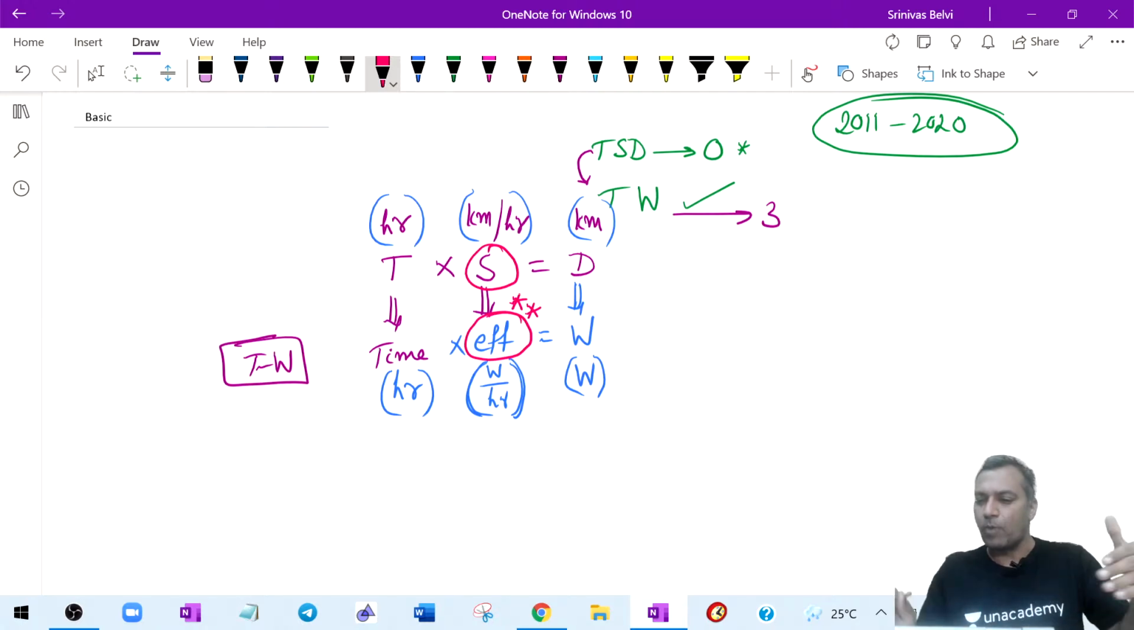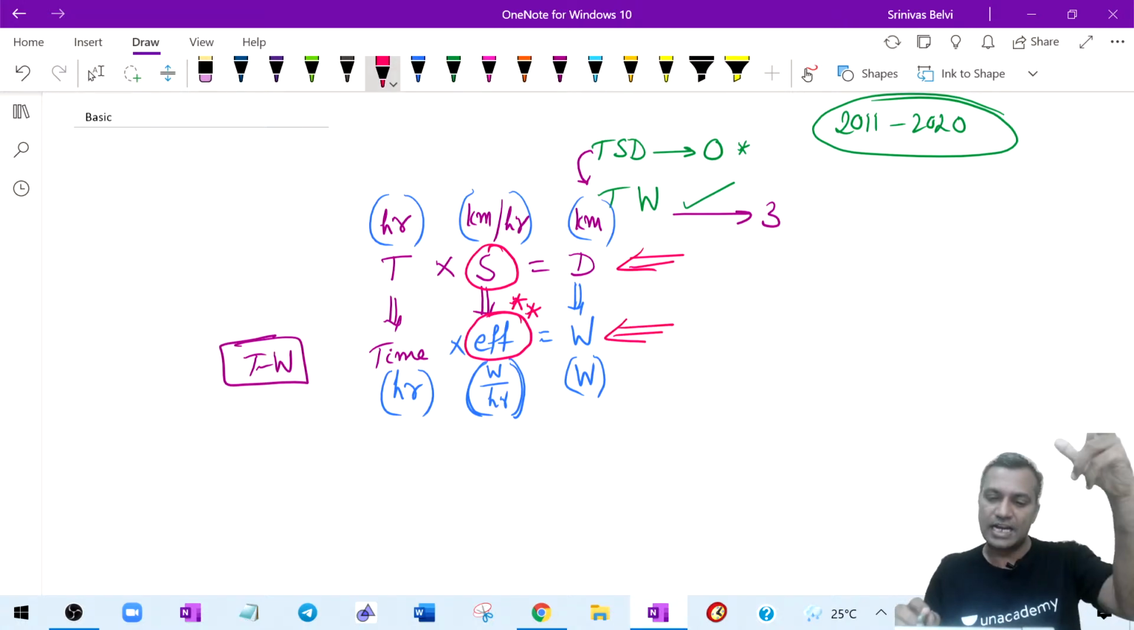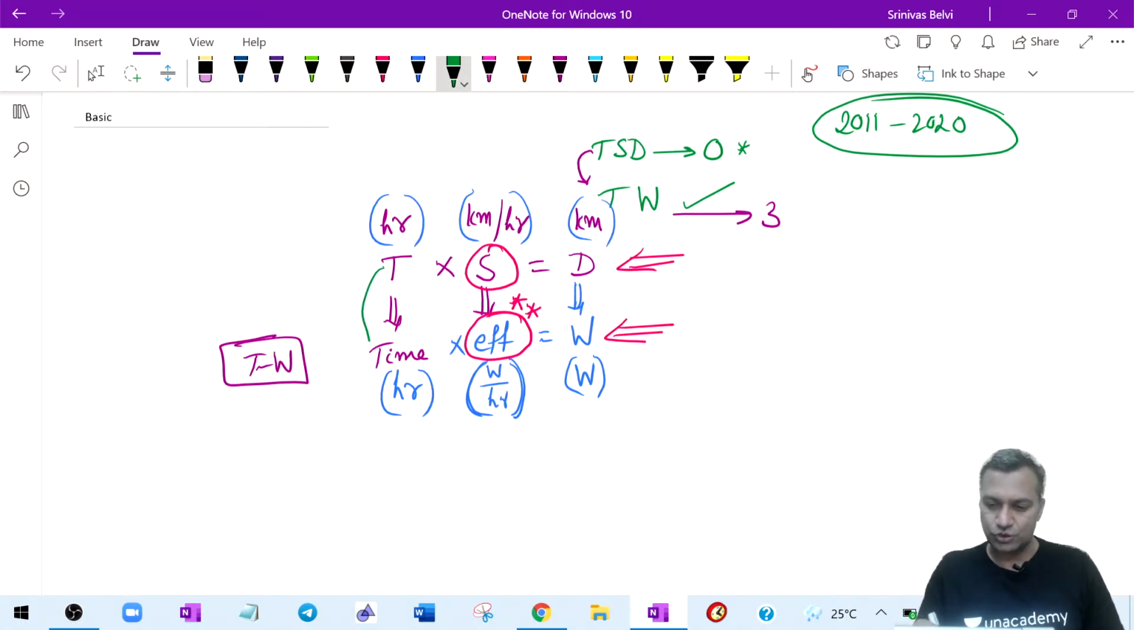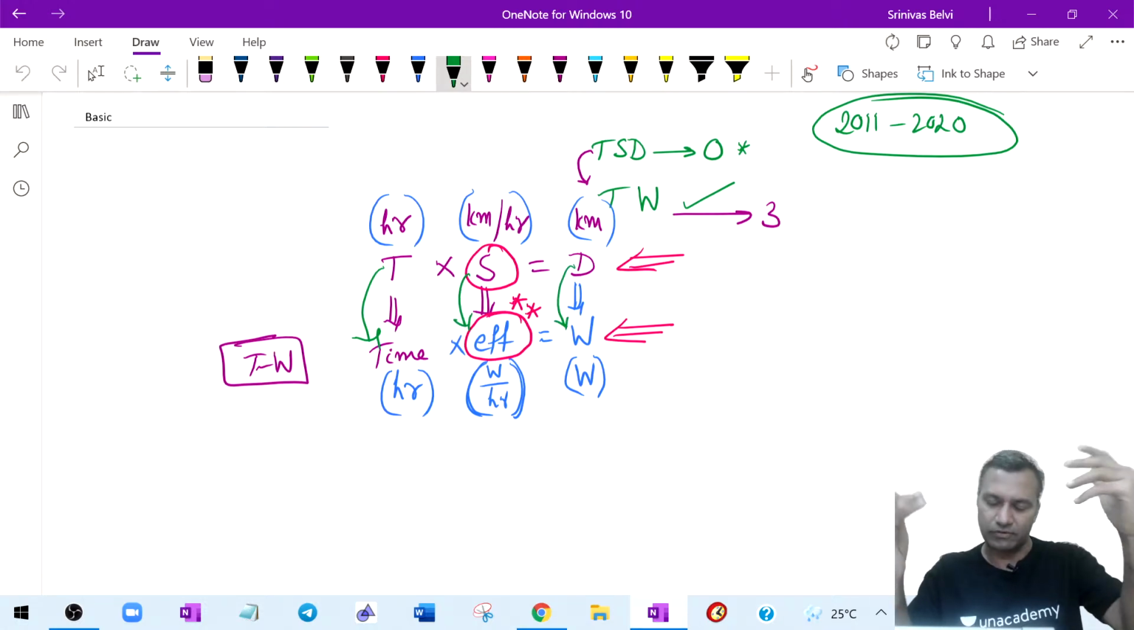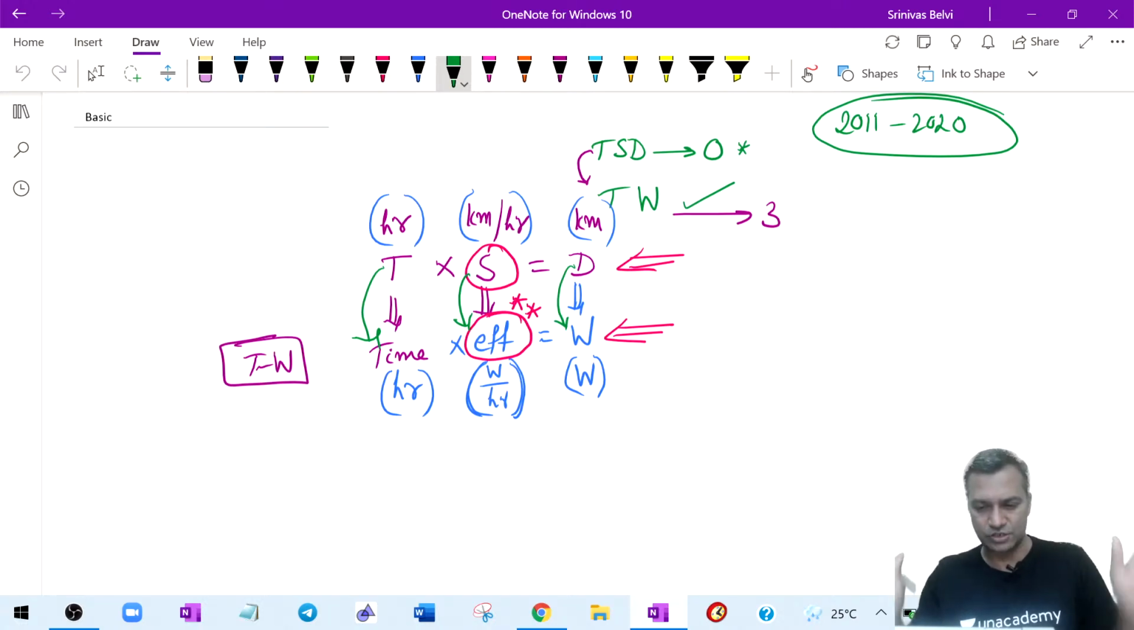This is symbolic of time, speed, distance. All concepts of time, speed, distance are therefore applicable in time and work. As long as we understand that time relates to time, speed relates to efficiency, and distance relates to work, that is 80% of the question. What is the remaining 20%? We will see it later. There are 3 parts. We'll do it today, tomorrow, the day after. In those 3 parts, we will examine this particular fact.